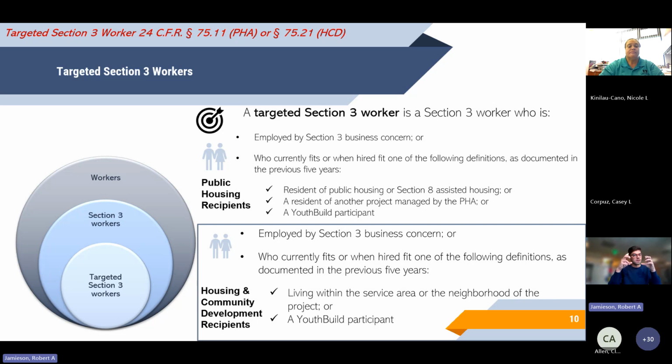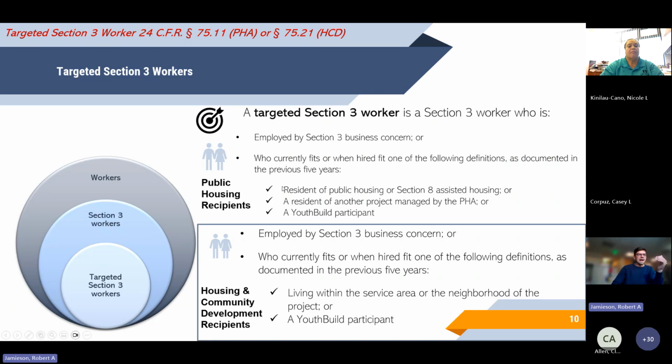It's a Section 3 worker who also lives within what we call the service area of the neighborhood or project. So this is going to be a 1 square mile radius, basically, or 5 square mile. I'll have to check on that. But we have a tool that allows you to use census data to see if they are falling within that category.